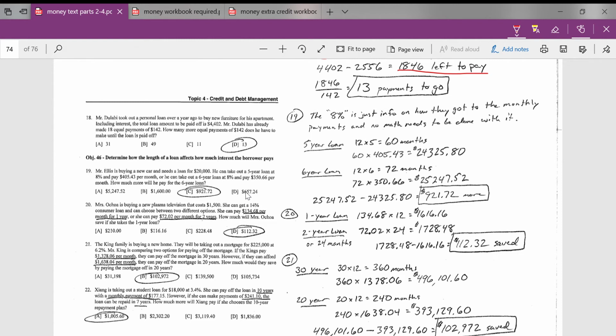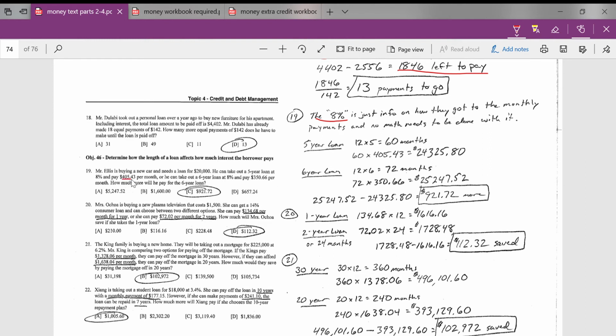It looks like it could be a percent problem, but the 8% in this problem is actually just info on how they got the monthly payments, which we don't need to figure out. They tell us the monthly payments. Okay, so the first thing we have to do is make sure we're dealing with the same units to compare these two.